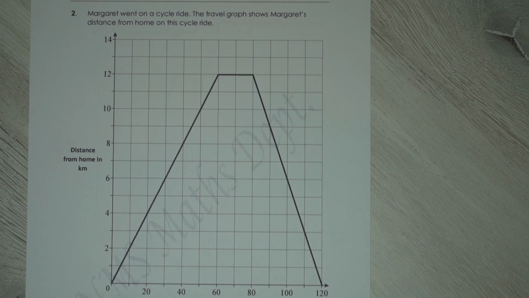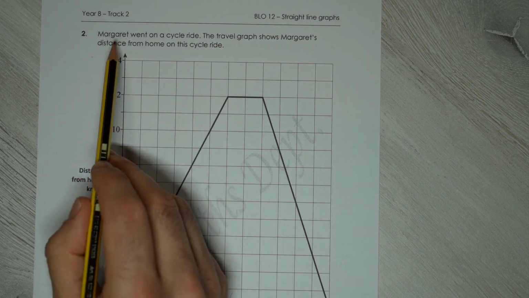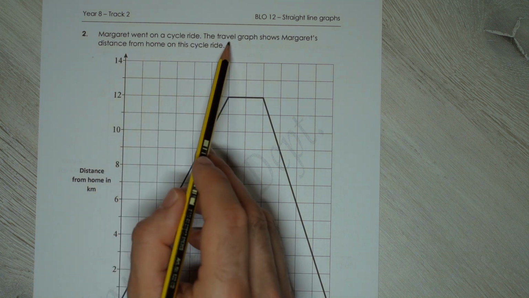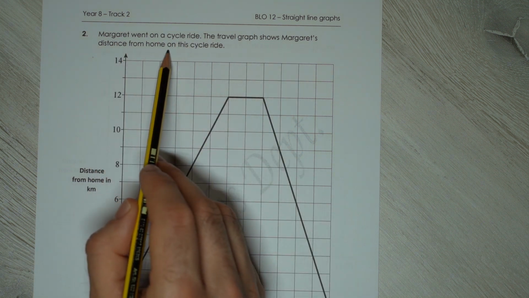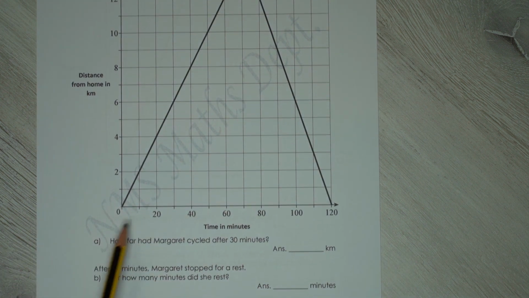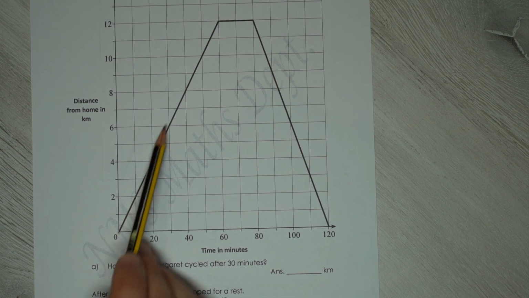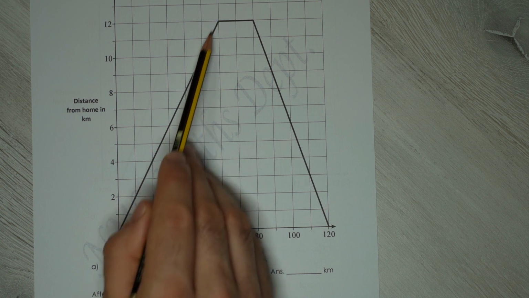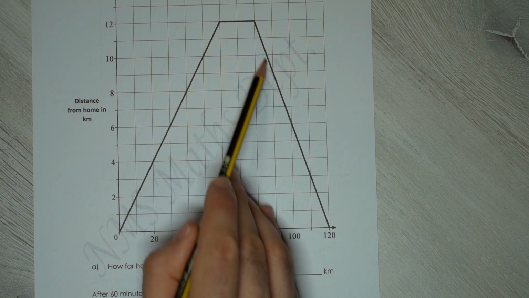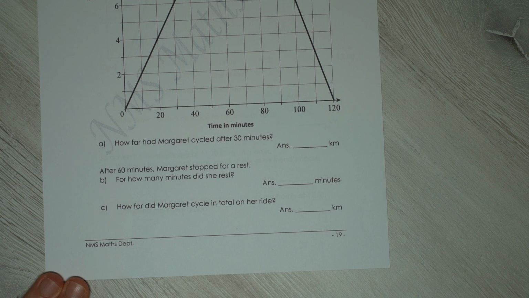On page 19, you have another one. This time this graph represents the journey of Margaret. Margaret went on a cycle ride. The travel graph shows Margaret's distance from home on this cycle ride. So distance from home in kilometers, it started, of course, at 0. This line represents that she was cycling, then she stopped, and then she went back home. And you have some questions that you need to answer over here.